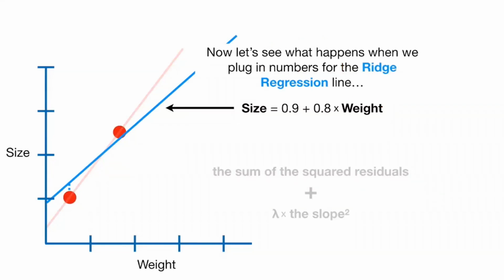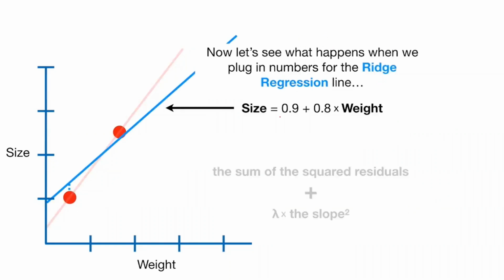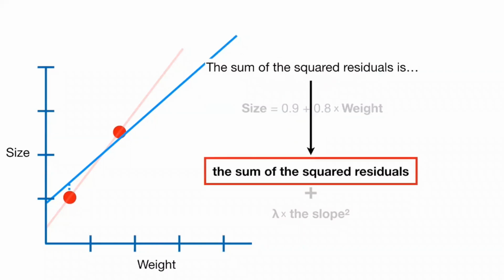Now with the introduction of this number, the slope or the equation of the line changes. The equation of the line changes to 0.9 plus 0.8 into weight. And you can see that the line has become a little less steeper. And this is what the ridge regression does.